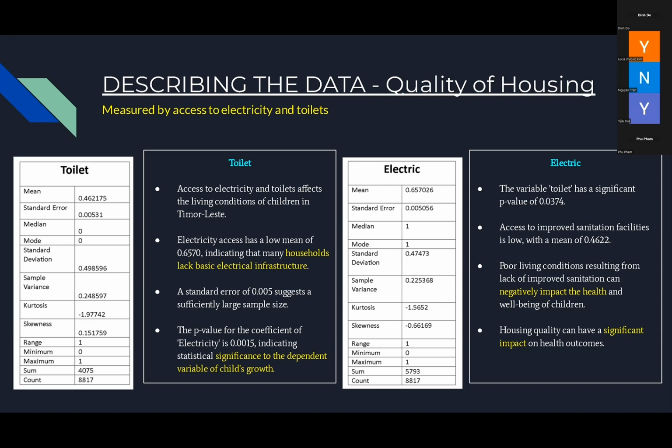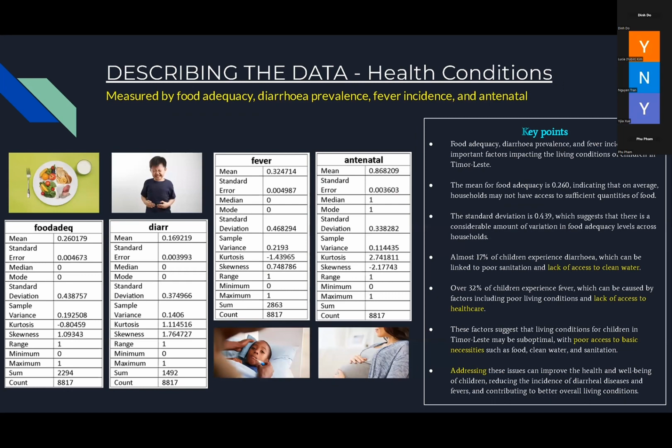So the finding aligns with the expectation, as the quality of housing has a direct bearing on living condition and health outcomes. It is crucial to address the housing deficiencies to ensure better living conditions for children to promote their overall welfare. Moving on to health and condition, the mean for the food adequacy is 0.26, indicating that on average households may not have access to sufficient quantity of food.